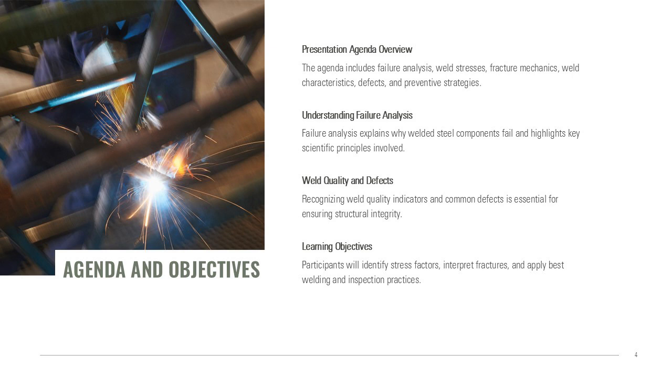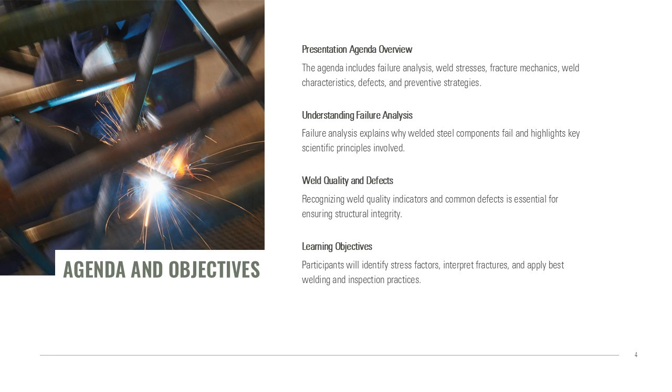Number 1, Introduction to failure analysis and its importance. Number 2, Weld stresses and their impact on structural integrity. Number 3, Fracture mechanics principles relevant to welded joints. Number 4, Characteristics of welds including microstructure and heat-affected zones. Number 5, Common welding defects and their implications. And number 6, Conclusions and preventive strategies.